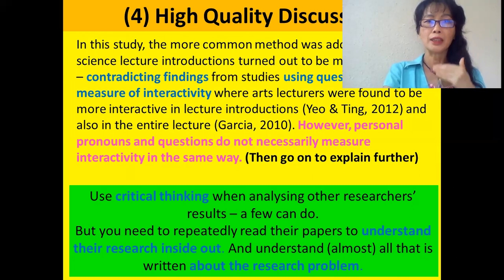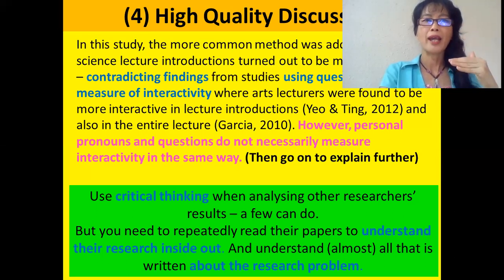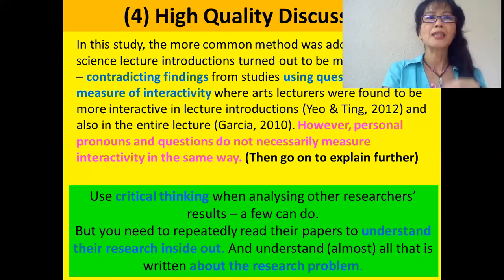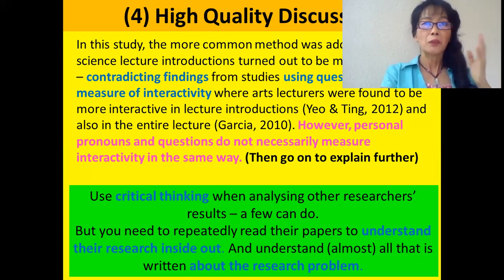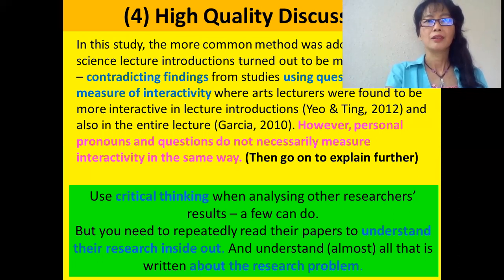Yes, you can aim to work towards this high quality discussion. I believe everybody should, because when we aim higher, we can produce something acceptable. If we only aim for a moderate quality, we may end up producing a low quality discussion. So to produce this high quality discussion, it is important to use critical thinking when analyzing other researchers' results, and repeatedly read those papers until we understand the results inside out. And in the process, we actually understand the research problem very well. I'm also saying that we need to be familiar with all the important papers, all the papers possible that are written about that research problem.